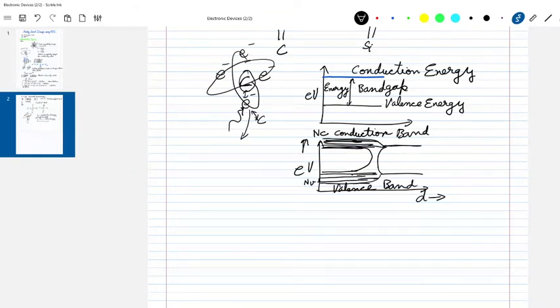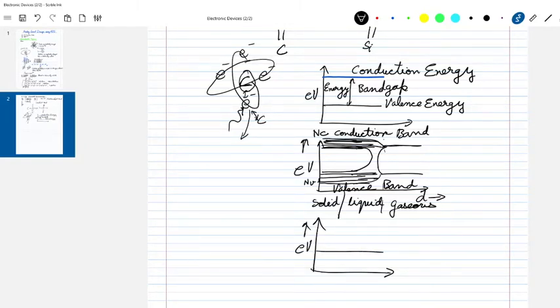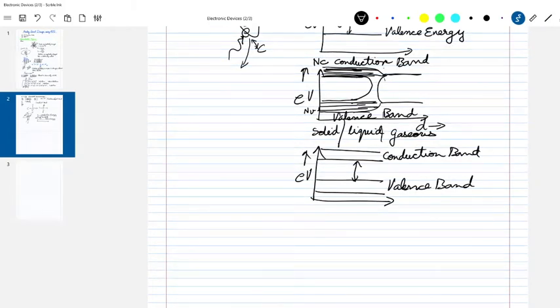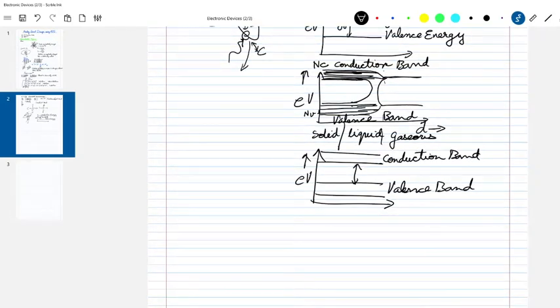Now up to here I have a gaseous state, and then you have a liquid state, and then you have a solid state. So usually when people draw a band diagram, they just don't mention what is on this axis. They just say that this is conduction band and this is valence band and this is energy band gap. Now entire electronics is just the play of this valence band and conduction band. Now I'll explain to you how.